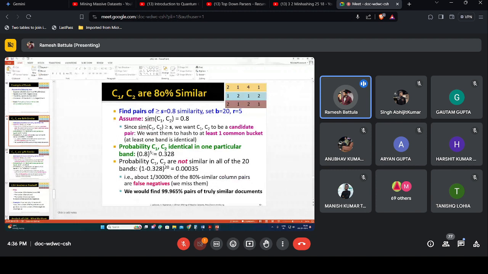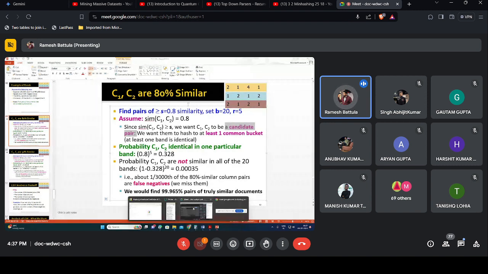Suppose in the previous example you observe the similarity between these two documents is 0.8, which means this is going to be greater than or equal to your S value. So we are going to consider this as a candidate pair. Clear? That means the total locality sensitive hashing depends on this particular similarity value. Fine. So this is what we discussed in this particular chapter.